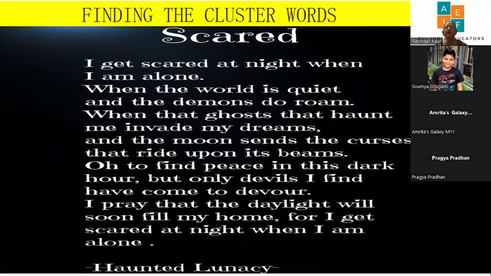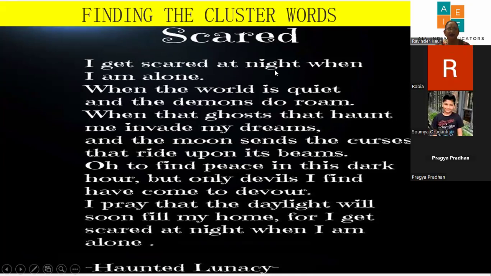Okay, so now let us see which are the words. Let us find the cluster words which are telling about the poem. First is scared. Next, can you see when the person is scared? At night. When he's alone. Night, alone. And demons, we can see.